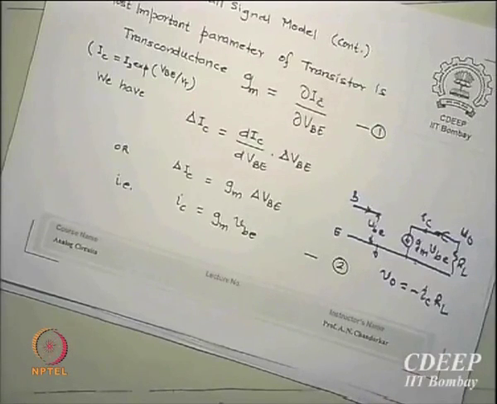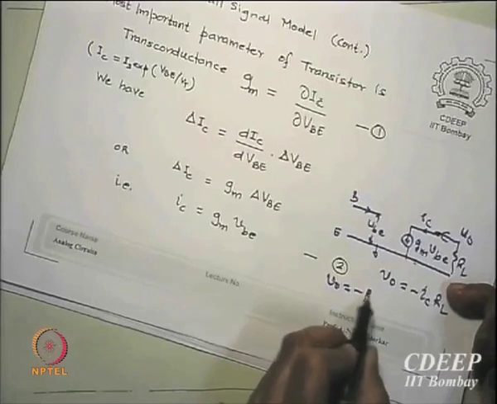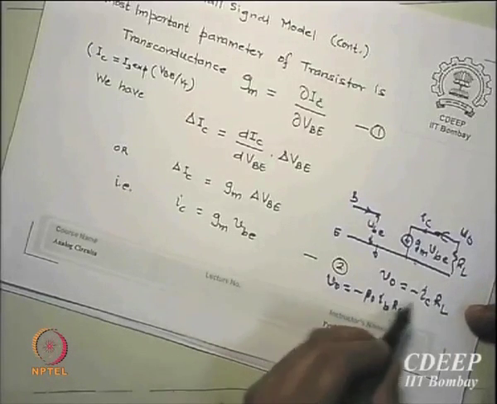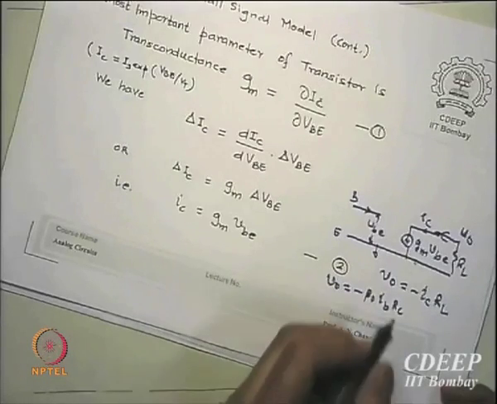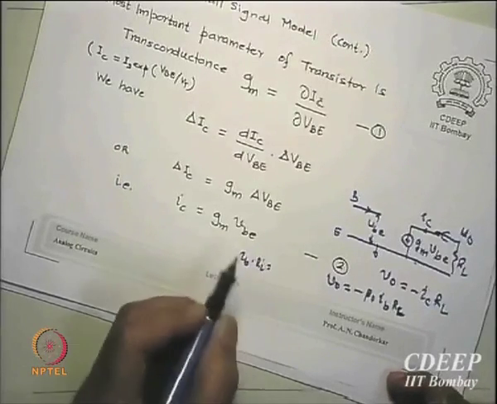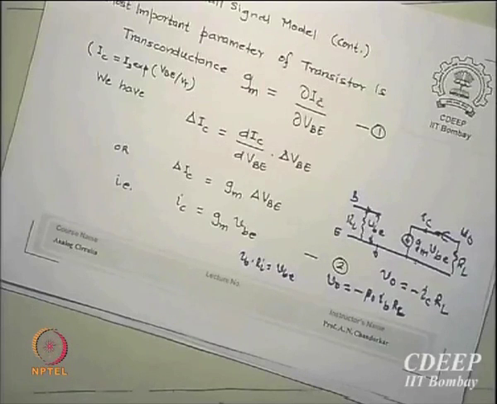So, it is minus IC RL, but IC is proportional to IB through what term? IC and IB are related by what term? Beta. So, I can write V0 is minus beta 0 IB times RL, okay. Now, what is VBE then? What is the input value? Let us say I put a small resistance here, RI. So, IB times RI is equal to VBE.